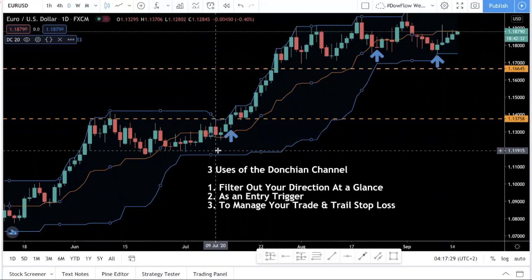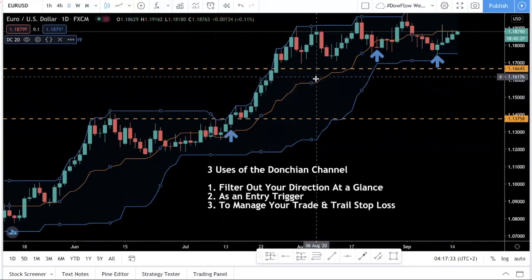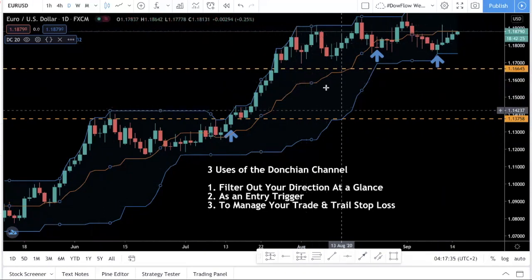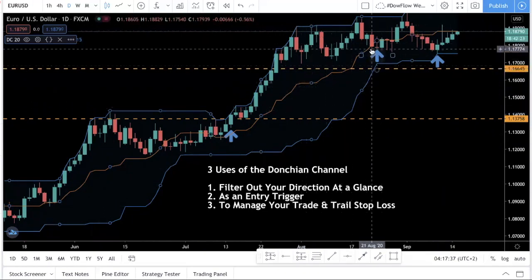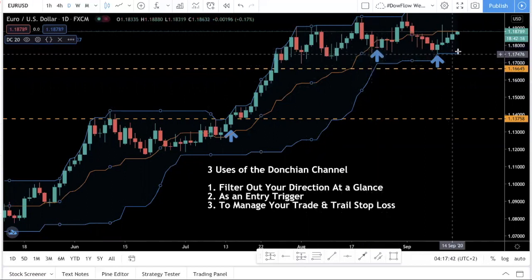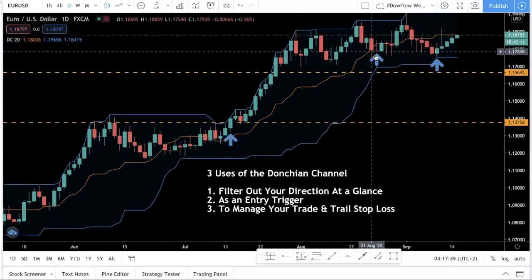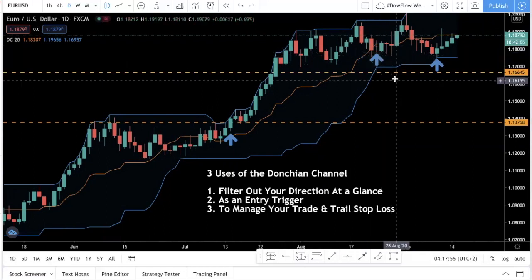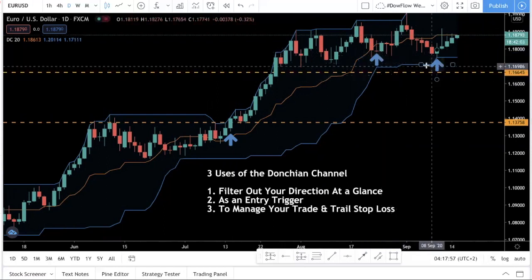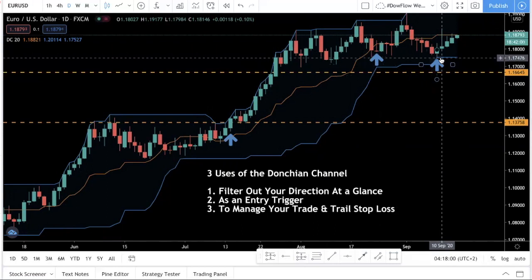And lastly, you can use the Donchian channel to manage your trade and trail your stop loss. You can either use the average price of the upper band and lower band and wait for price to close below the level to exit your trade, or you can use the lower band to manage your trade. If you are more conservative and want to lock in more profits, then you can lock in at the middle, the average price. If you want to give your trade more room to breathe and you want to ride the trend for a longer time, then you can just wait for price to break the lower band.